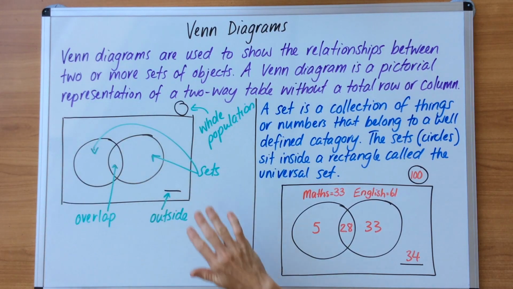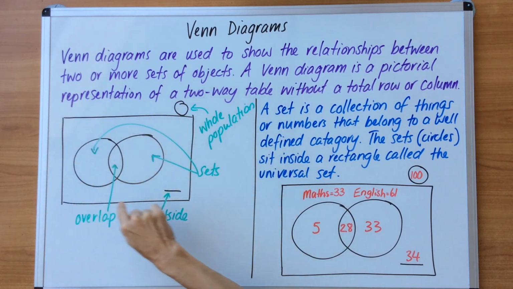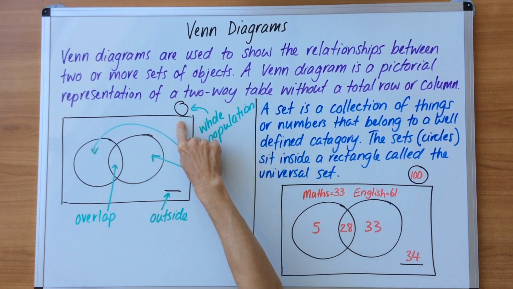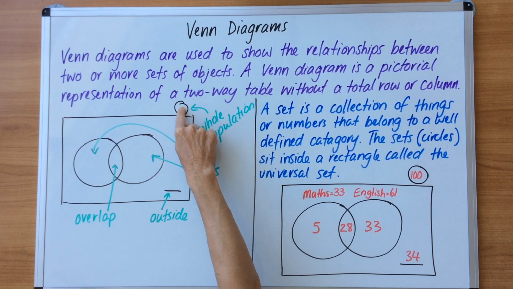This to the left here is a skeleton of a Venn diagram. A set is a collection of things or numbers that belong to a well-defined category. The sets, which are the circles, sit inside a rectangle called the universal set. The whole population here is everything up for consideration. This is generally the total number of people that have been surveyed.